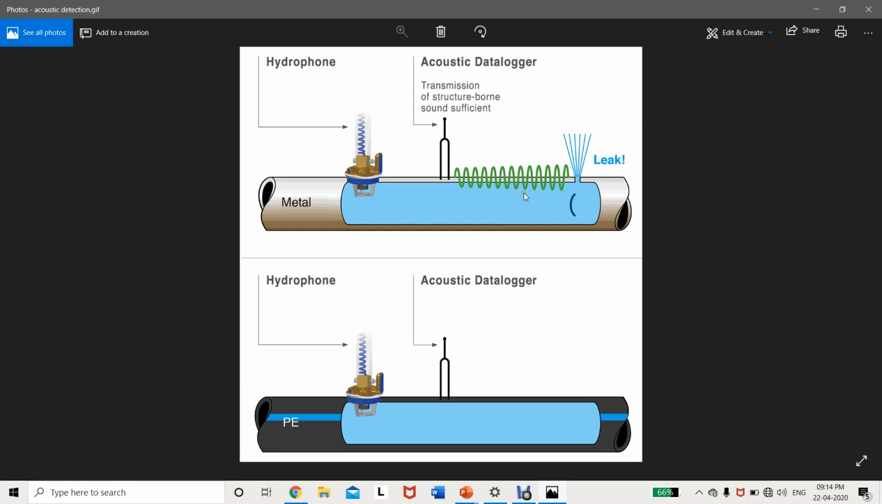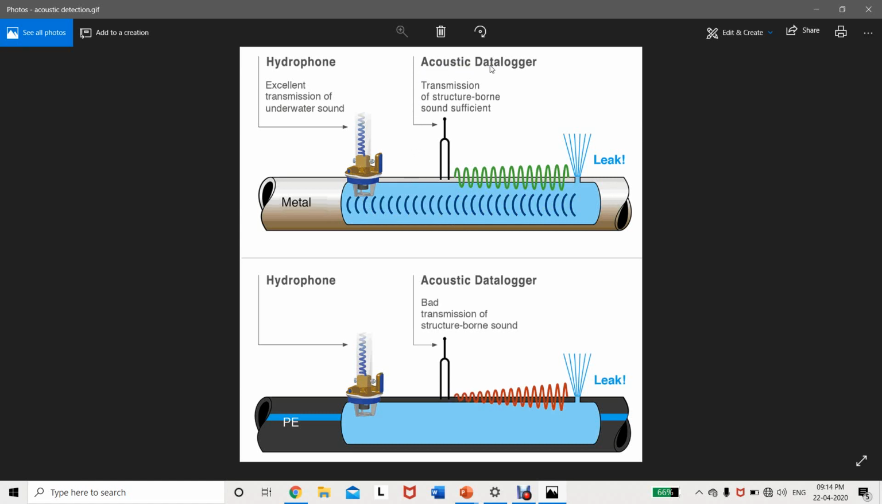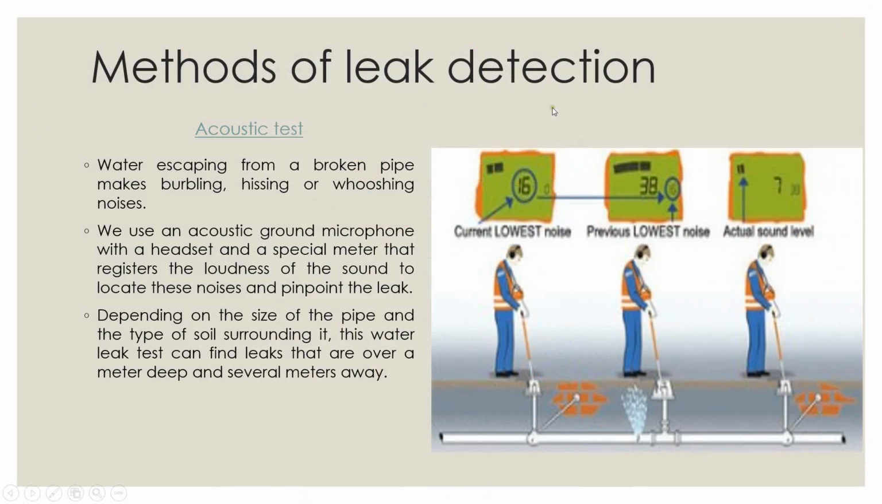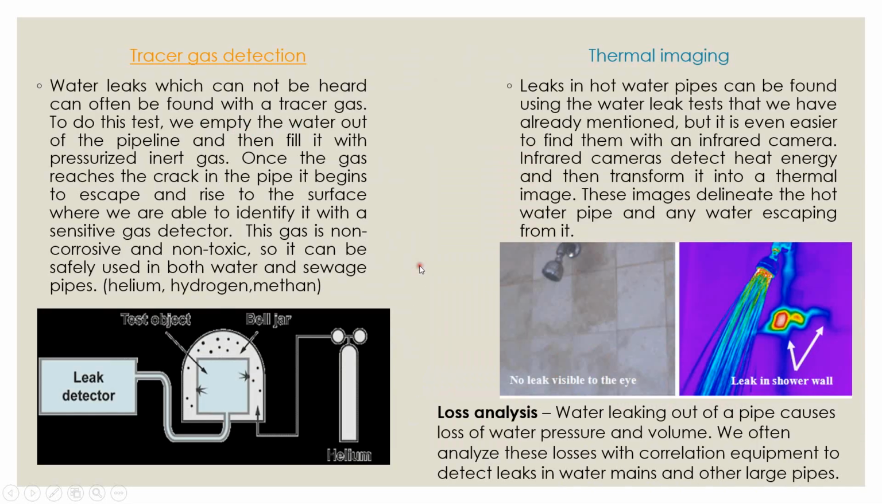So if you have a metal pipeline, this is the way the signal is passed by your equipment. If a leak is there, one acoustic data logger, which is a kind of sensor, will show you the actual transmission. If that transmission is quite good, it will give you a lower reading. If the transmission is not that good, it will create more sound, and more sound gives you higher readings, and a higher reading means a leakage is observed in that particular area. So this is the first method, the acoustic method.